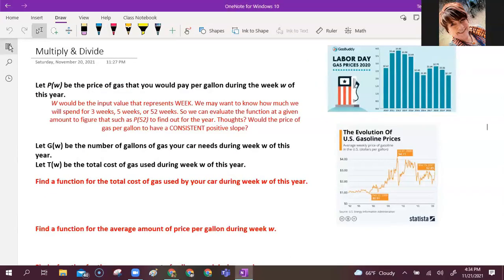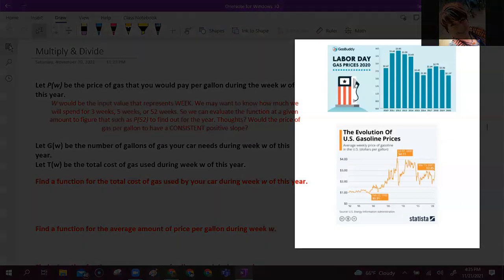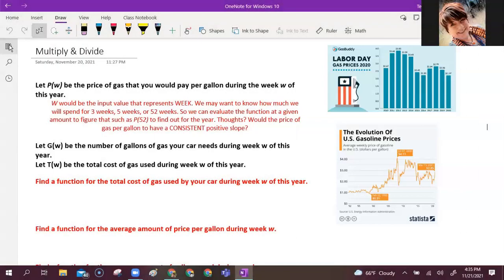Okay, this time we are headed to a real world example of functions with multiplication and division. On this one, I have P of W, which is going to be the price of gas that you would pay per gallon during some week. Doesn't matter which week. You could even do this for a different number of weeks. Now, look at my graphs over there. You can see how it fluctuates. Obviously, gas goes up and down over the years. If you were to monitor it, I'm sure it steadily goes up. Might take a dip every now and then. How much are you going to pay per gallon?